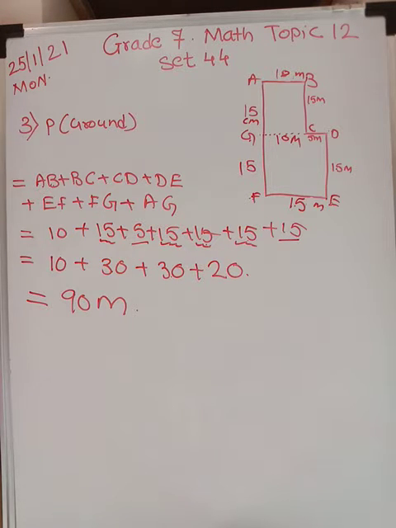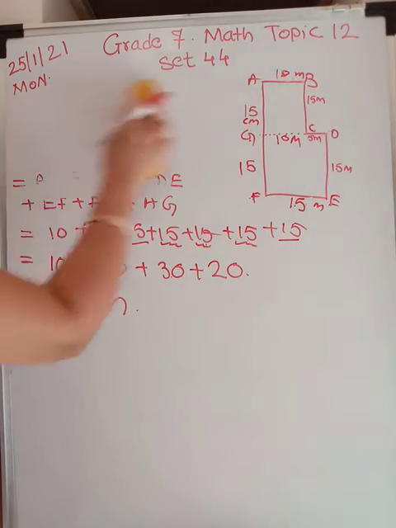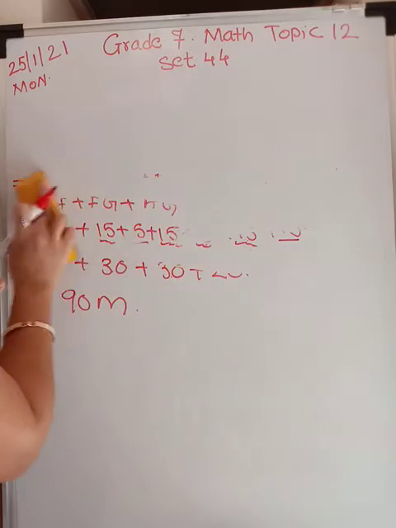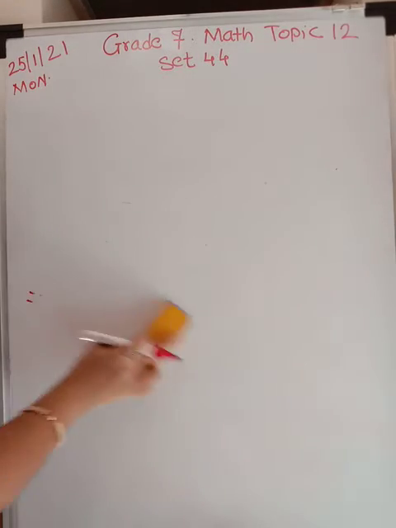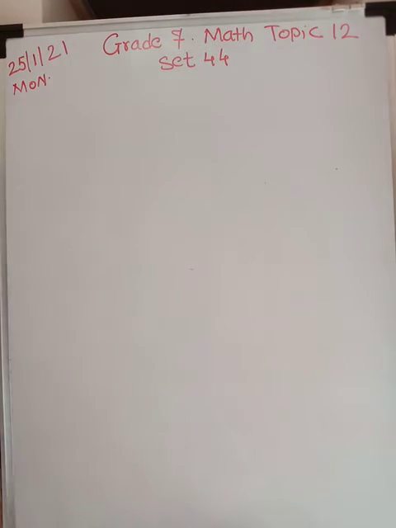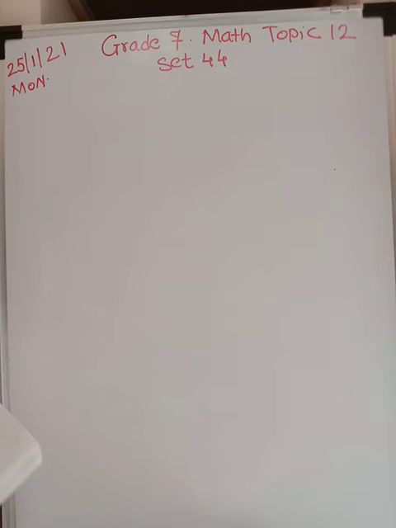Okay. Now let's go for the fourth problem. See now, fourth problem. It says, 4 napkins, all of the same size, were made from a square piece of cloth of length 1 meter.